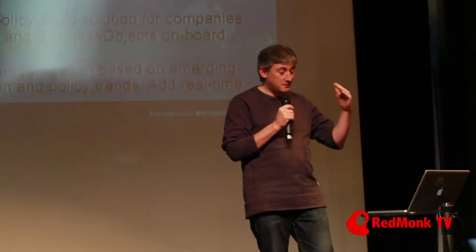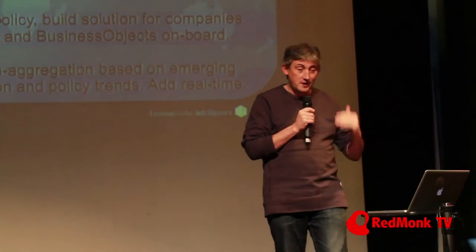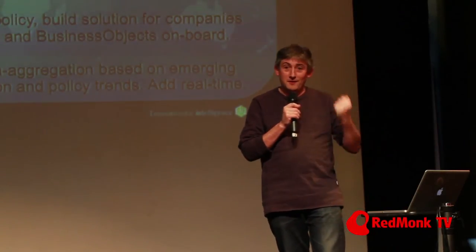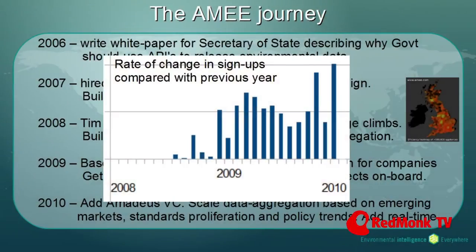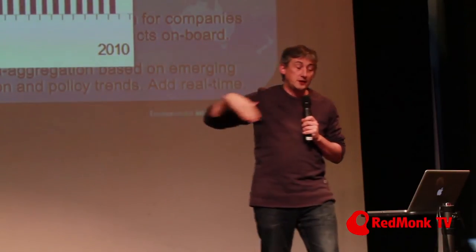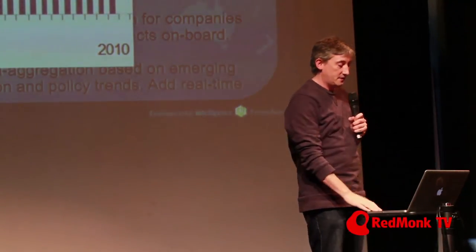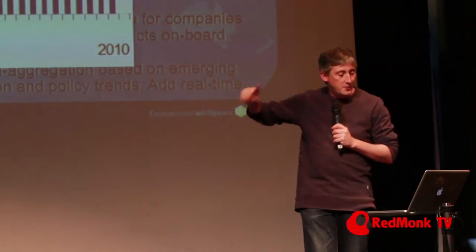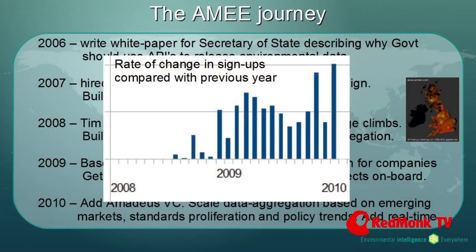So that was a really ascendant type thing. It was taking a long time. It had its ups and downs along the way, but the trend was, wow, this is really going to make a difference. Up until 2010, this is the rate of change of the number of people signing up to AMEE compared with the previous year. So this isn't just adding the number of users, it's real growth here, real acceleration. We had a big spike around early 2009, then a bit of a dip over the summer, and that really started to ramp up again at the end of 2010.